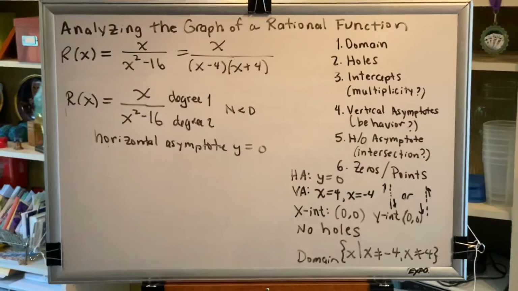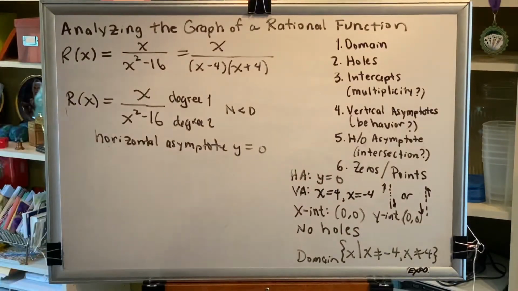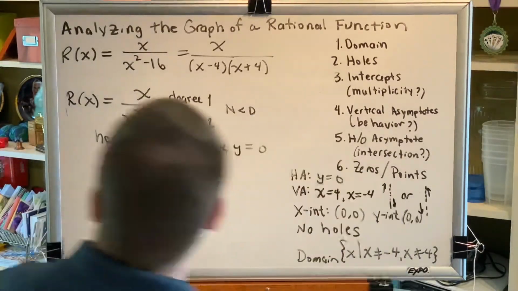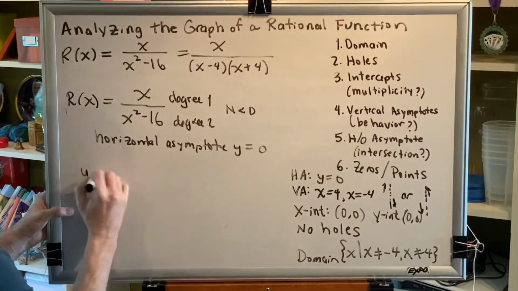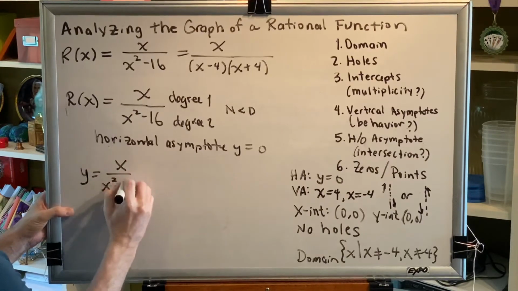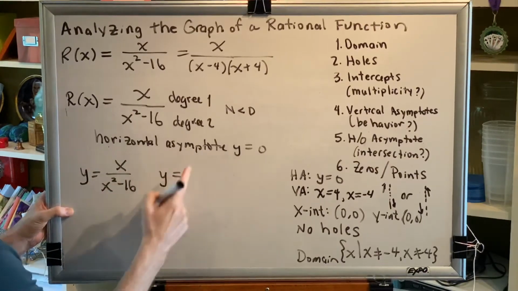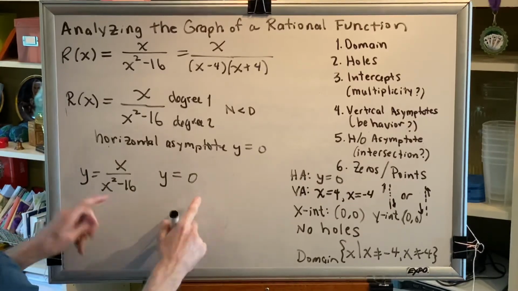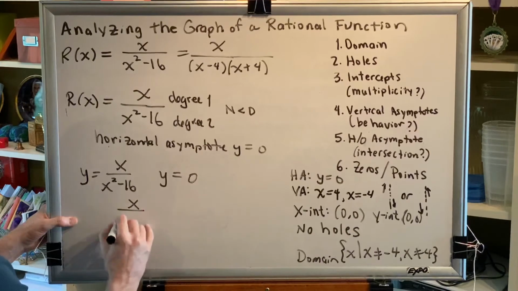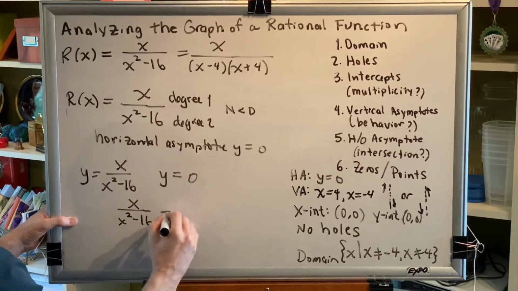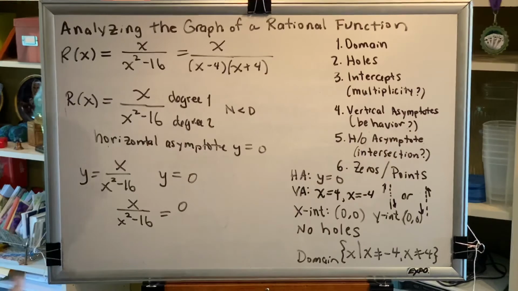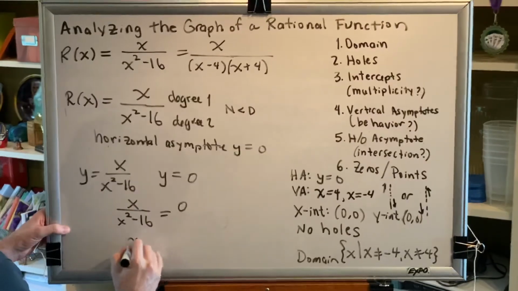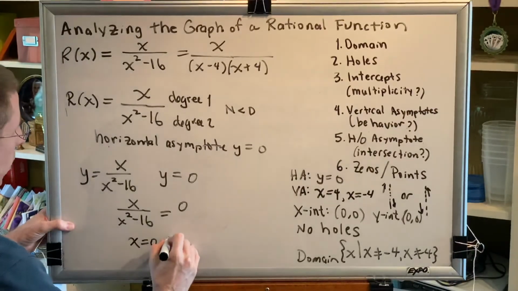Next thing we have to check is, do they intersect one another? And the way we do that is by setting the two equations equal. So our equation for our original rational function is y equals x over x squared minus 16. The equation of our horizontal asymptote is y equals 0. They both start with y equals, set the other parts equal. So I get x over x squared minus 16 equals 0. The only way a fraction equals 0 is if its numerator equals 0. So this gives me x equals 0 as the point of intersection.